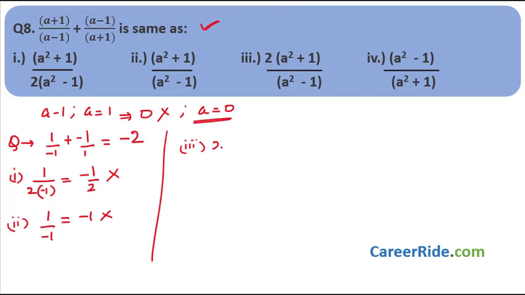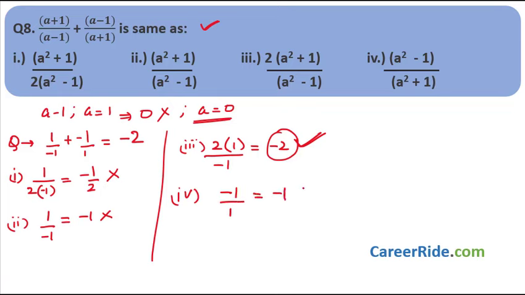Let us look at the third one. This is equal to what? 2 into 1 upon minus 1. This is equal to minus 2. This is what I was looking for. Okay. So this should be my correct option still. I'll just show you why the fourth one is not. This is equal to minus 1 because a is equal to 0, so upon 1, this is equal to minus 1. So you see, putting the value of a is equal to 0 saves me from so much trouble. My correct option is option number 3.